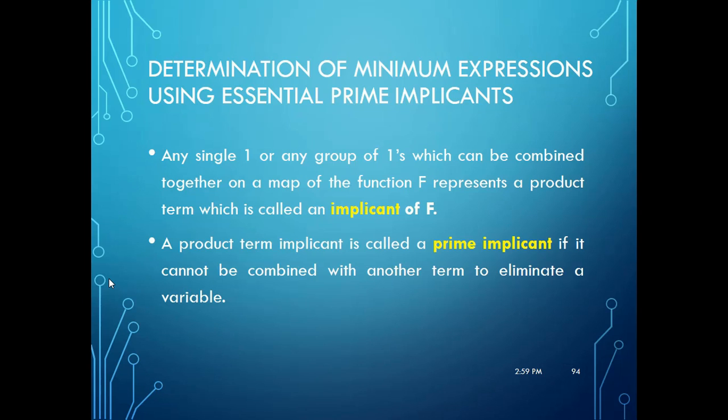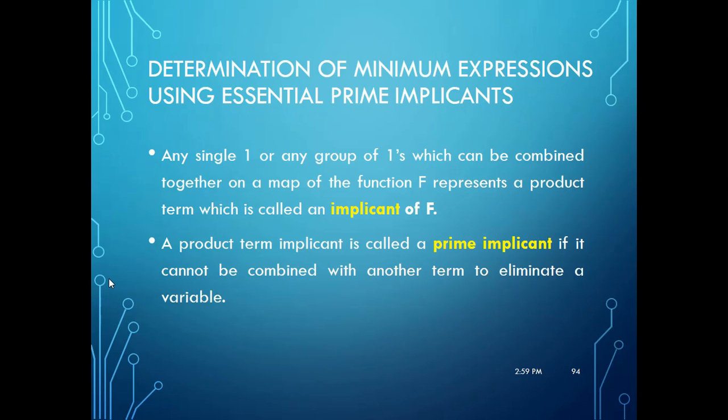Now let us see what is a prime implicant. A product term implicant is called a prime implicant if it cannot be combined with any other term to eliminate a variable. So if you are looking into the K map and you are going to encircle some of the ones in the K map, when you are combining all these ones, you get a product term. Finally, you will be getting some product term, maybe A bar B bar C or A C bar.